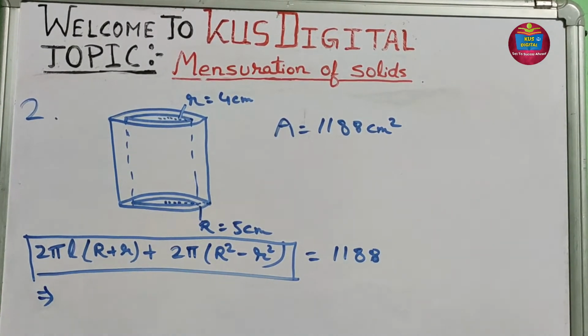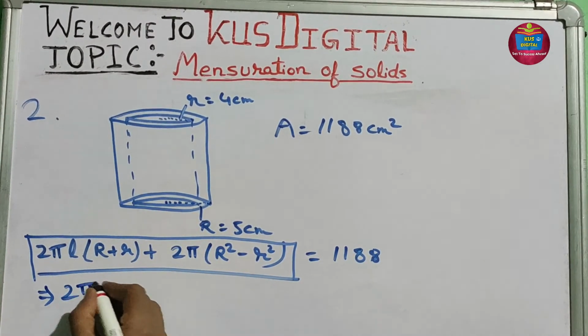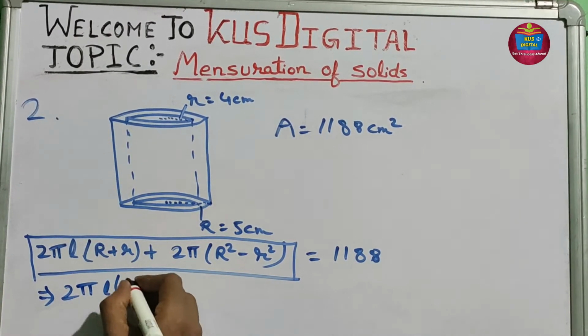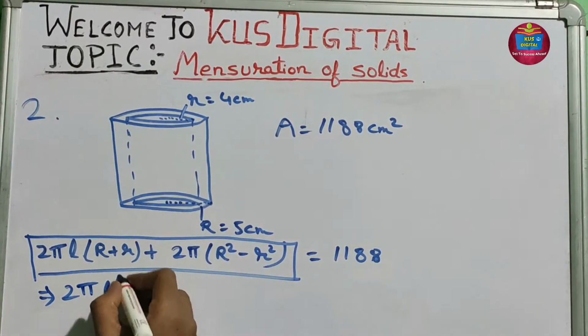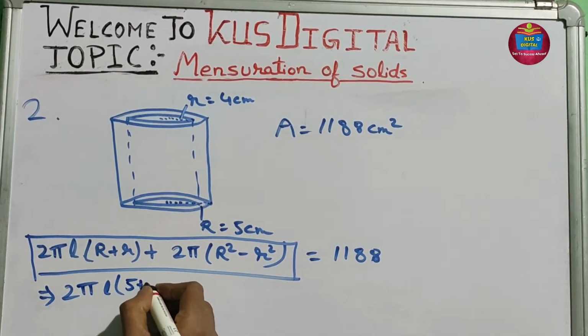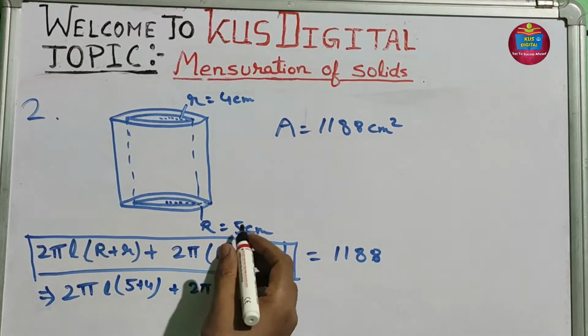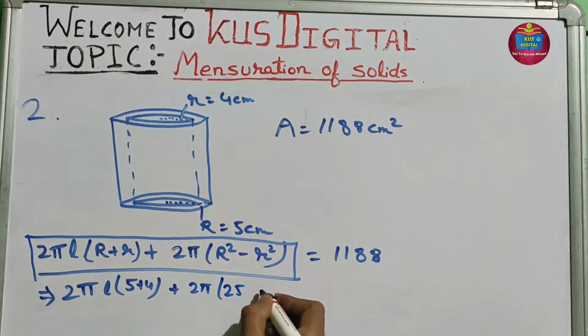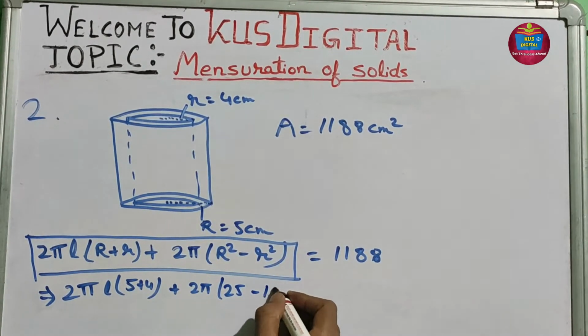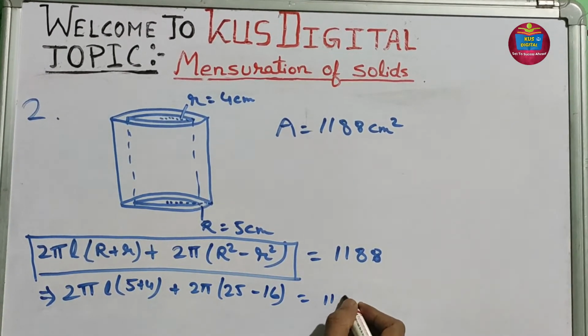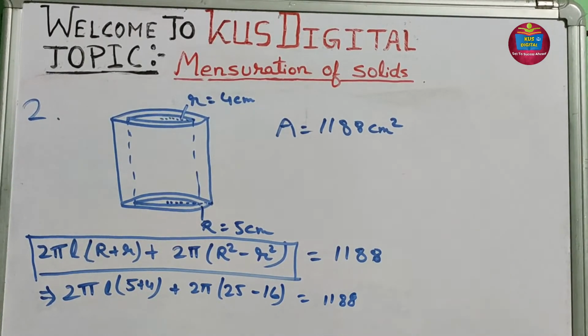Now put the values here. 2 pi L into R plus r, that means 5 plus 4, 9, plus 2 pi, it's 5 square 25 minus 4 square, that means 16, equals to 1188.